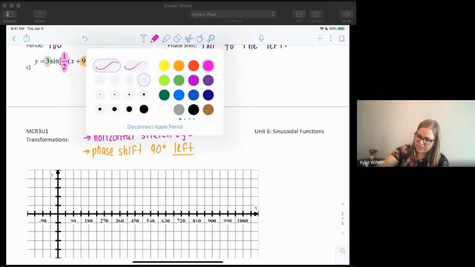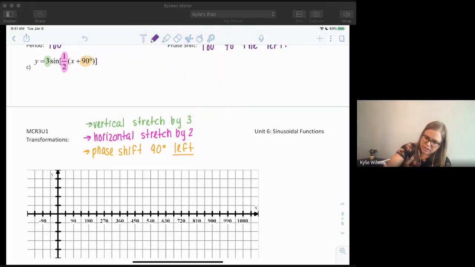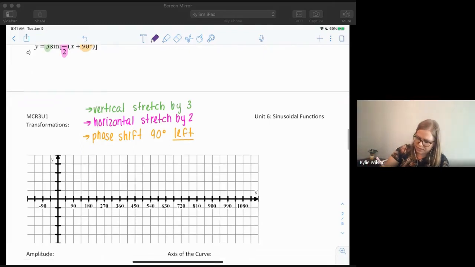All right, so let's start by drawing our parent function, which in this case is sine, because we have sine in the equation. So I'm just going to label my axes. And I'm just going to draw my parent function for sine. And the more we draw this, you're going to get more and more used to it. There we go. There's our parent function for sine.